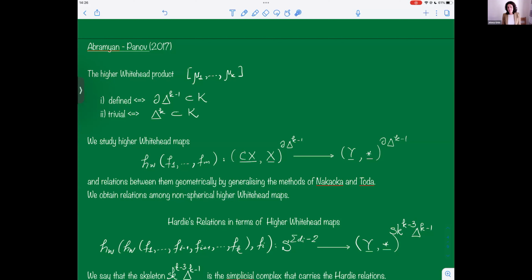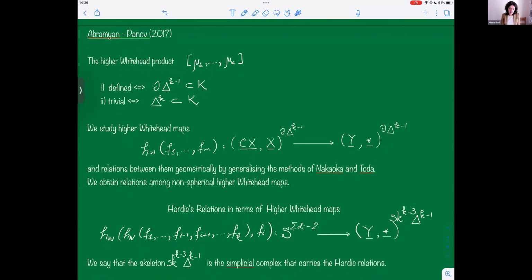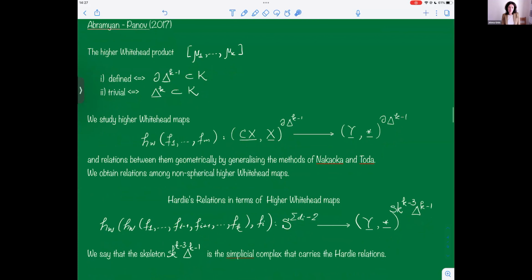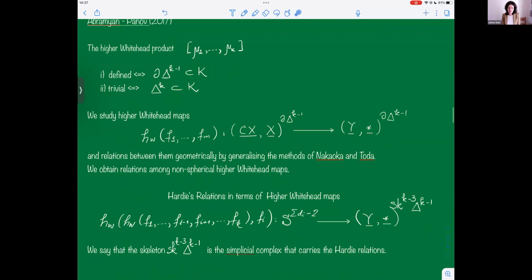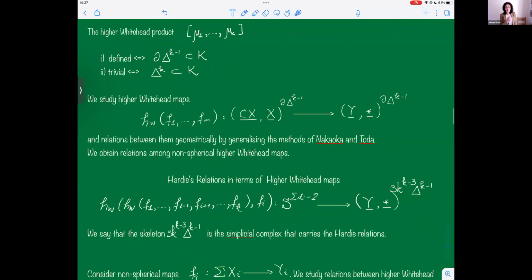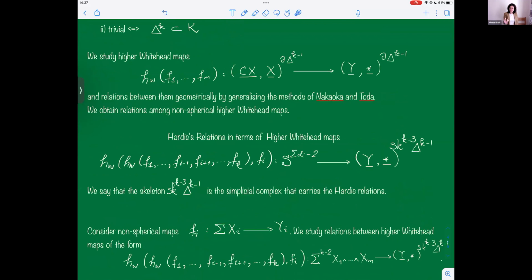So for non-spherical high Whitehead maps, that is not really useful, because we can't talk about, for example, the Hurewicz homomorphism in this setup. Okay, so our approach is more geometrical, looking concretely at these topological spaces rather than at invariants that we can associate to them.